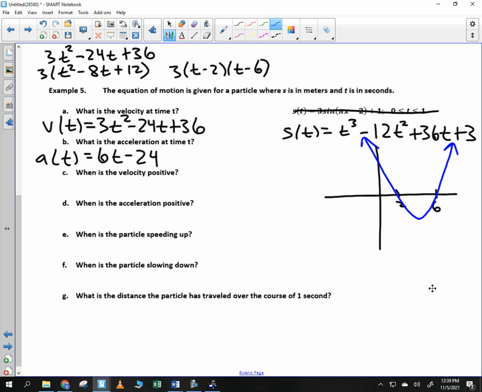Y'all good? So let's answer question C, and then we're going to have a couple more challenging questions. When is velocity positive? Yep, so velocity positive, we're going to go 0 to 2 or negative infinity to 2, union 6 to infinity. We all good there? So we've learned a lot. Why is it 0 to 2? You could put it negative infinity to 2, that'll be fine. I didn't put a negative infinity only because t refers to time, right? And we're not going to talk about negative time. Okay?